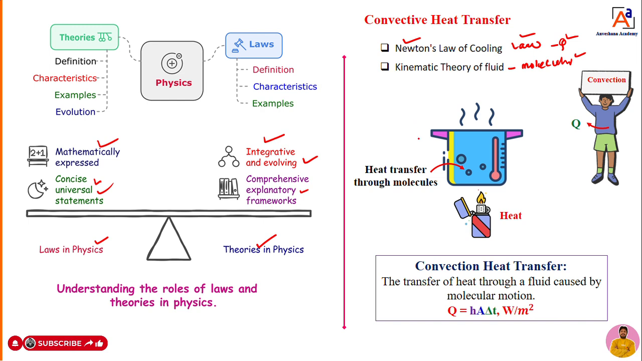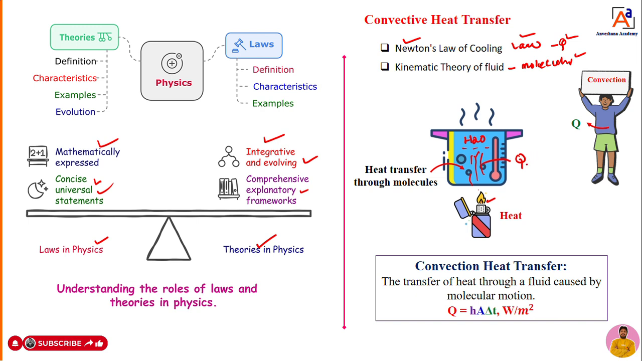Okay, fine. Dear students, you can take one example application: boiling water. The heat is getting transferred from the heat source to the water molecules. The water molecules absorb heat and keep on moving. That means because of the molecular motion, heat is getting transferred. If the heat is getting transferred because of molecular motion, that type of heat transfer can be called convective heat transfer.